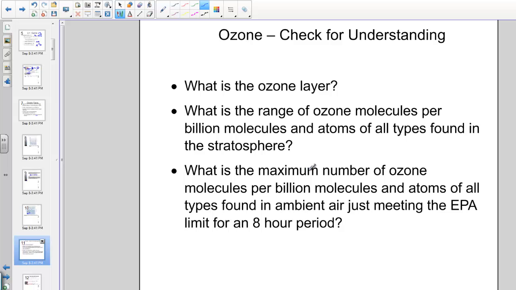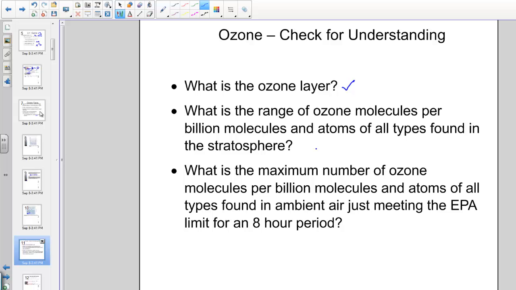So let's check for understanding. These are processing questions that allow you to make sure that we've accomplished the learning goal from Lesson 1 before we move into Lesson 2. Can you describe what the ozone layer is? Can you describe what range of ozone molecules per billion molecules of all types are found in the stratosphere? And what is the maximum number of ozone molecules per billion of all atoms found in the ambient air, meeting the EPA limit for an 8-hour period?